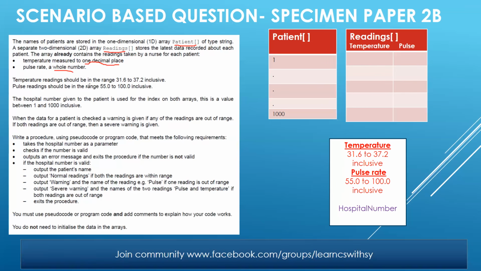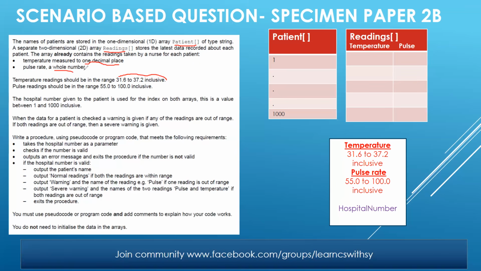Temperature readings should be in the range 31.6 to 37.2 inclusive. Now, this is mentioned here for your reference, that you can see for yourself. You can underline this, or you can write it down in one area, that these are the readings for temperature. And then pulse readings are in the range 55.0 to 100.0.